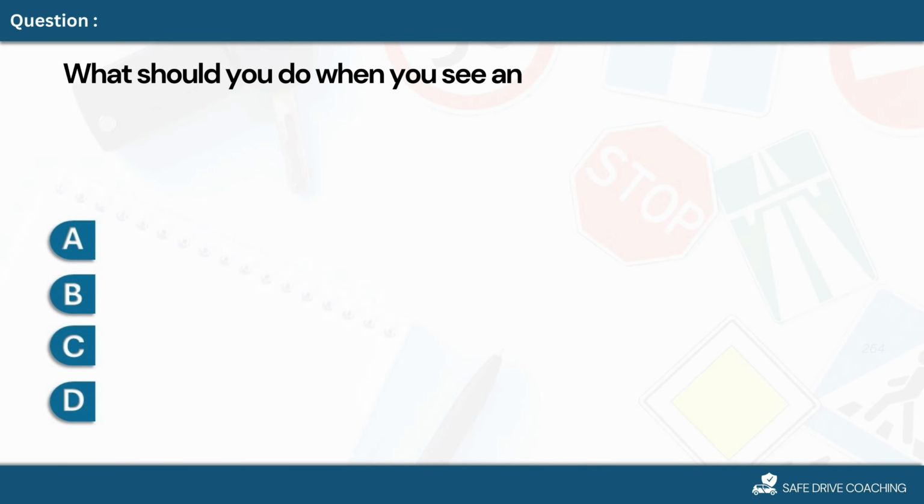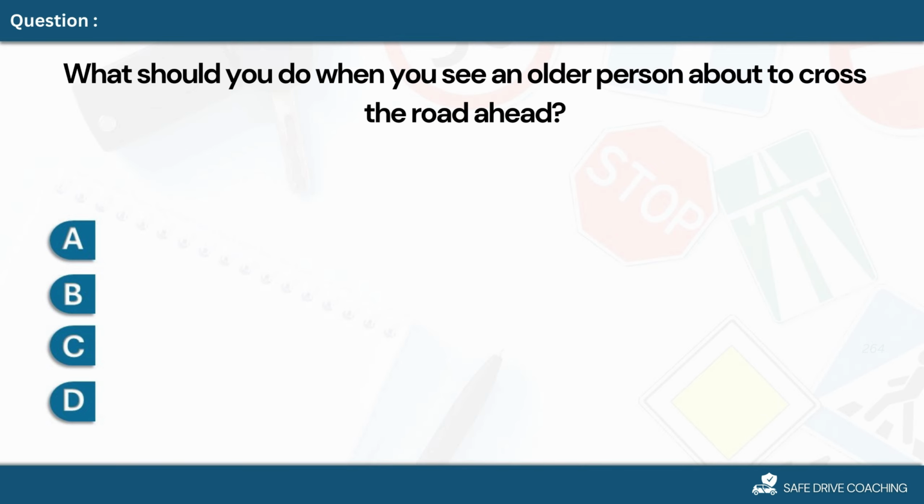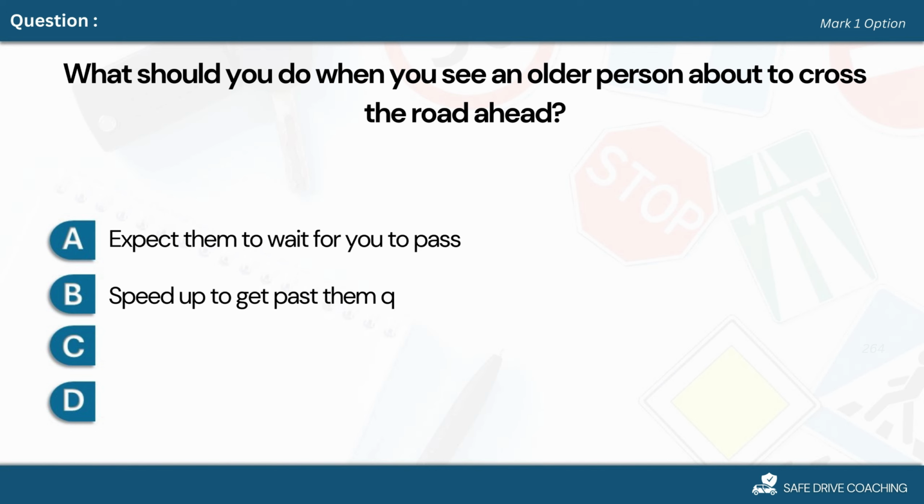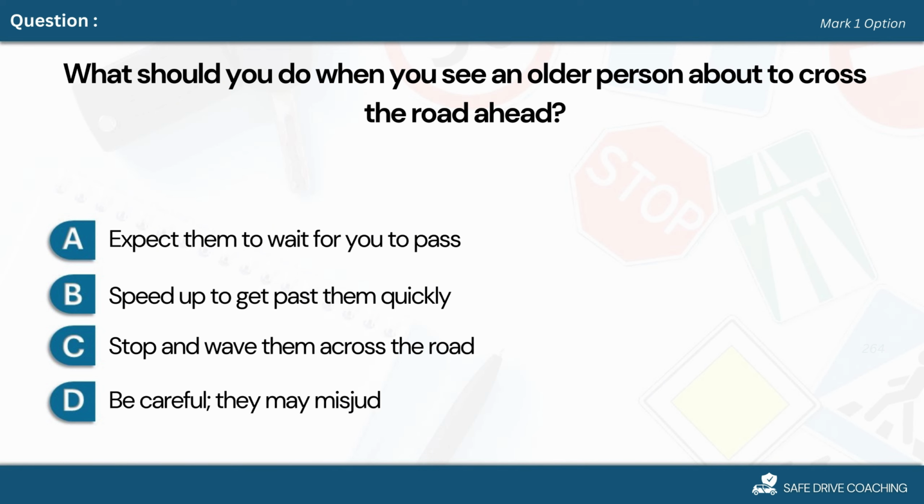What should you do when you see an older person about to cross the road ahead? A. Expect them to wait for you to pass. B. Speed up to get past them quickly. C. Stop and wave them across the road. D. Be careful, they may misjudge your speed.